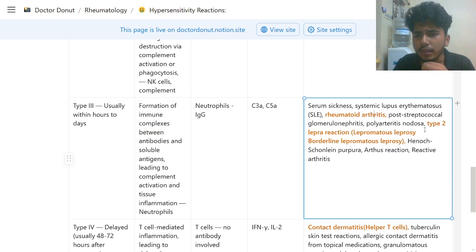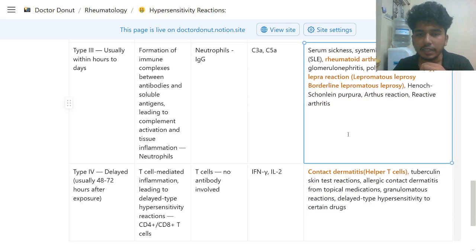So anyhow, type 2 lepra reaction. Remember the lepra reaction thing, we'll talk about leprosy later on. So, borderline lepromatous leprosy, and then Henoch-Schonlein purpura, Arthus reaction, and then reactive arthritis.